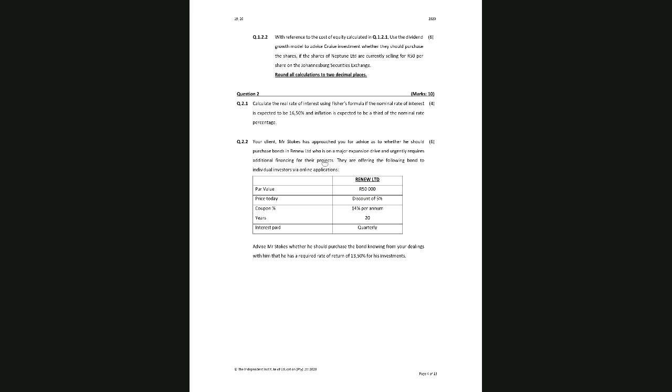So they're offering the following bond to individual investors via online applications. This is the information about the actual bond itself. It's got a par value of 50,000. Remember, that's the face value. If you were looking at a note of currency, like a 200 Rand note, the par value is that 200 Rand value that's printed on the face of the note. So that's permanent and unchangeable, that 50,000. The price today means how much that bond is currently selling for in the markets. It's selling at a discount of 5%.